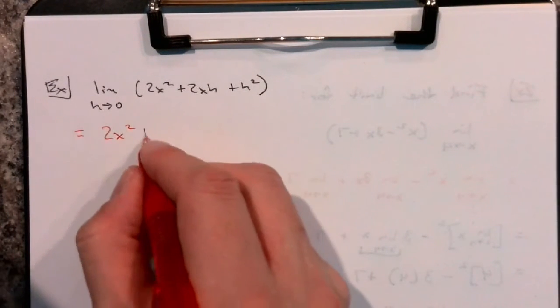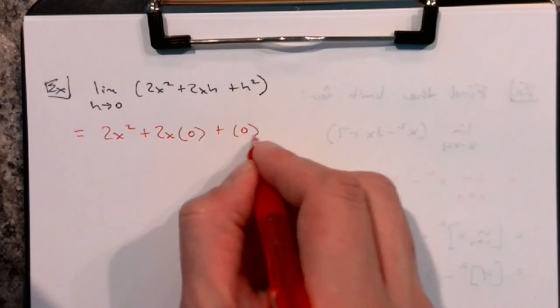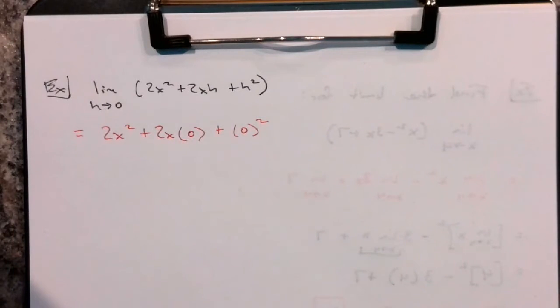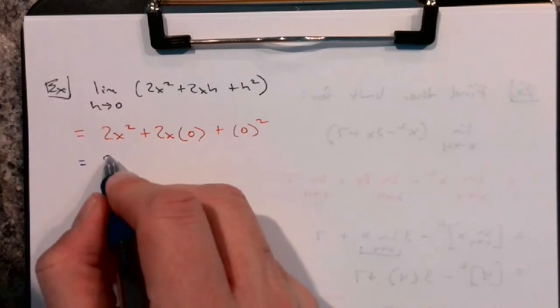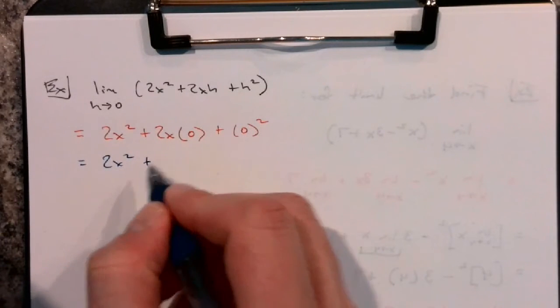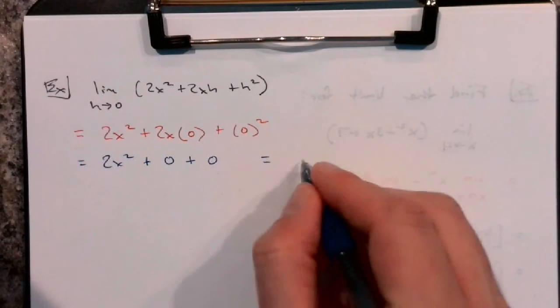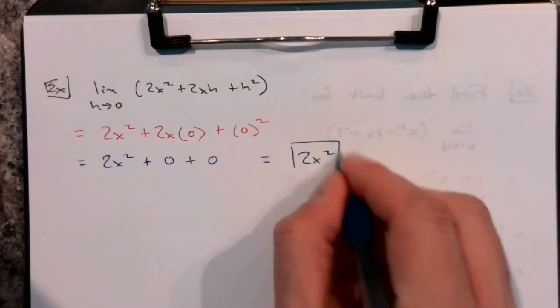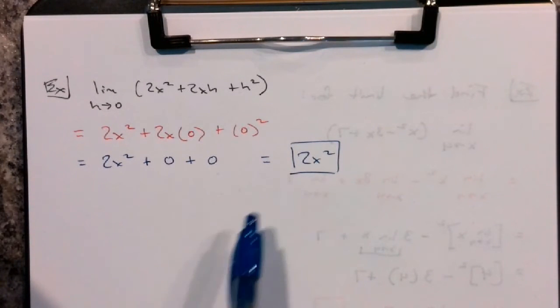So you have 2x squared plus 2x times h, which is 0, plus h squared, which is 0 squared. And then we simplify this. Well, this is 2x squared, stays 2x squared, plus 2x times 0 is just 0, plus 0 squared is plus 0, so this equals just 2x squared. So in this case, this limit ends up being a function, and that's okay. You can have an expression like this. It doesn't have to always be a numerical value.